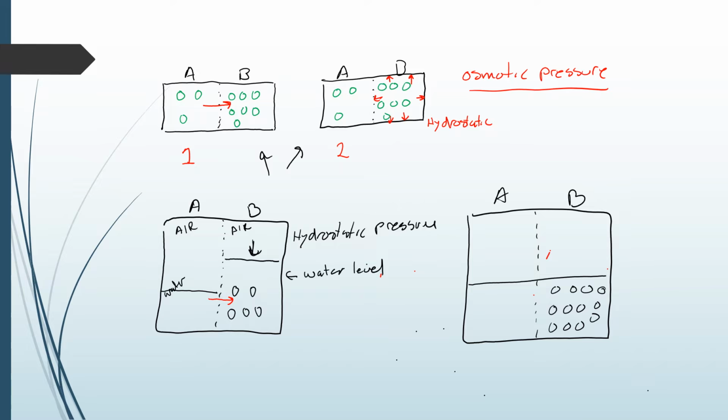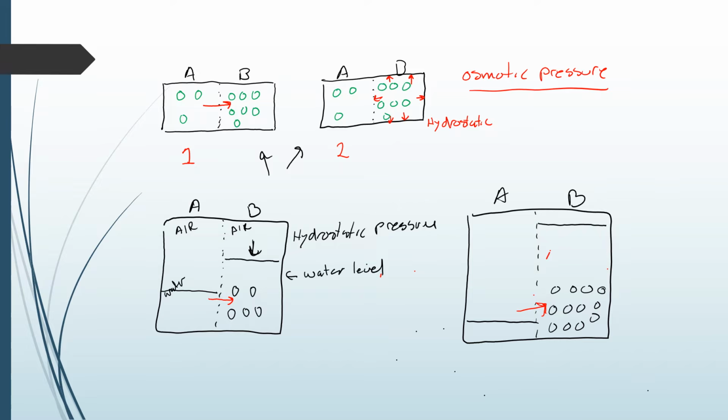So if I were to simply ask again, where's the water going to move? It's going to move towards the higher concentration, which is towards side B. And as you guys know already, that's going to change the water level, because B's water level is going to rise as A's is going to drop. Now you'll notice here I drew the water level higher.